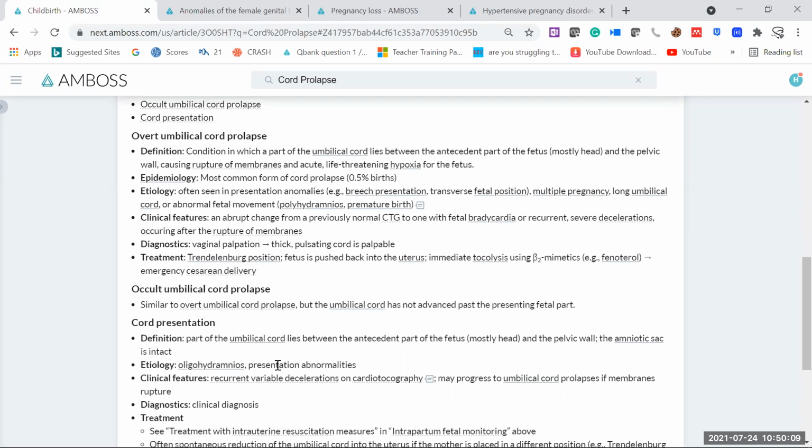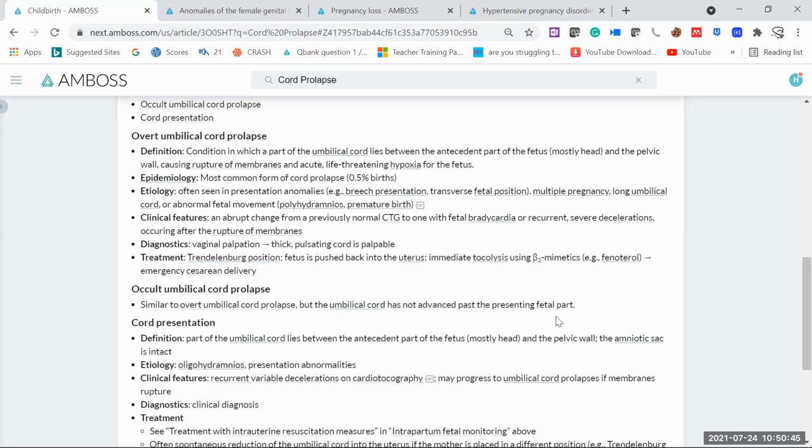Then for occult umbilical cord prolapse, what is this one? Similar to a overt prolapse, but the umbilical cord has not advanced past the presenting fetal part. You can still feel the cord, and you can appreciate that it's inside. The head is palpable, and above the head you can maybe slightly palpate the cord. But it has not descended, it's not prolapsed into the vaginal canal. It's still inside the os, behind the os, not protruding outside the os. So we can say it's occult umbilical cord.